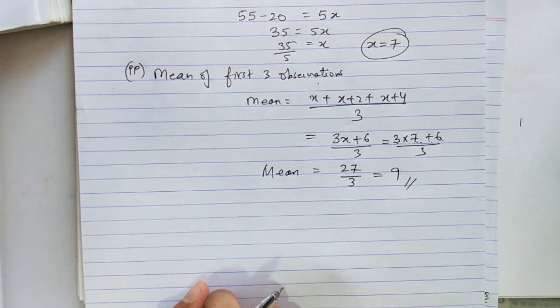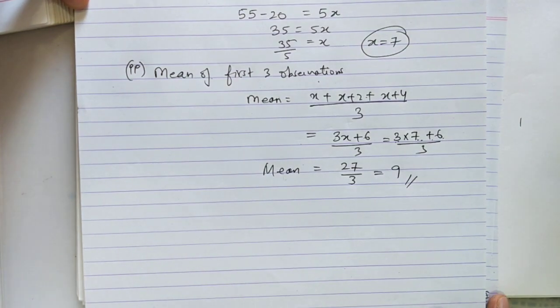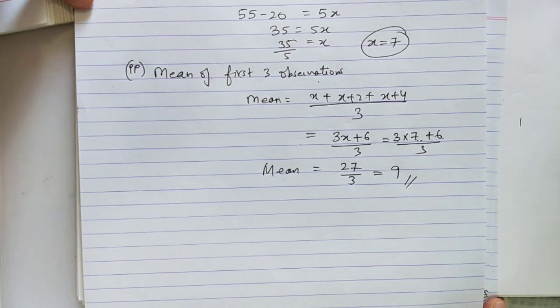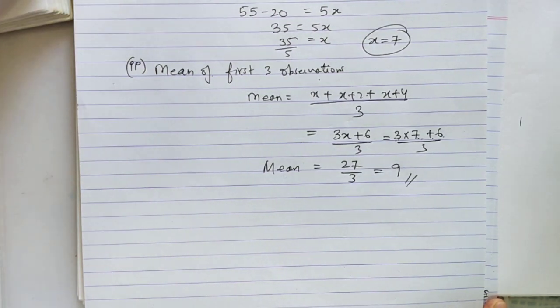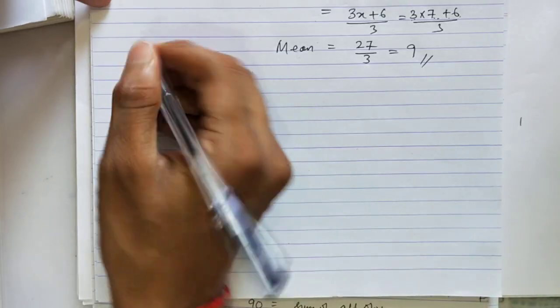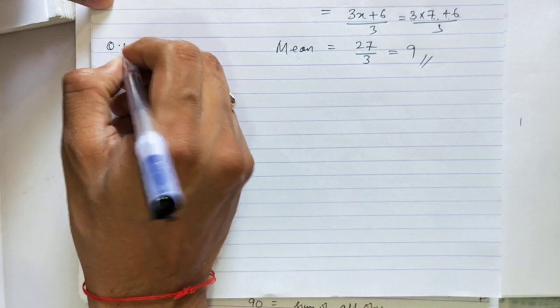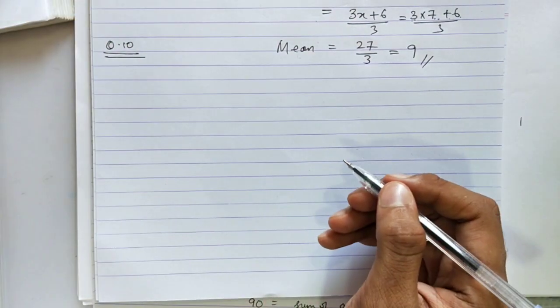With this, question number 9 is done. Copy it properly. If you have any doubt, rewind the video, watch the explanation again. You'll understand properly, because we are doing each and every step. Now let's do question number 10. Question number 10 is an interesting one. You learn something new here.